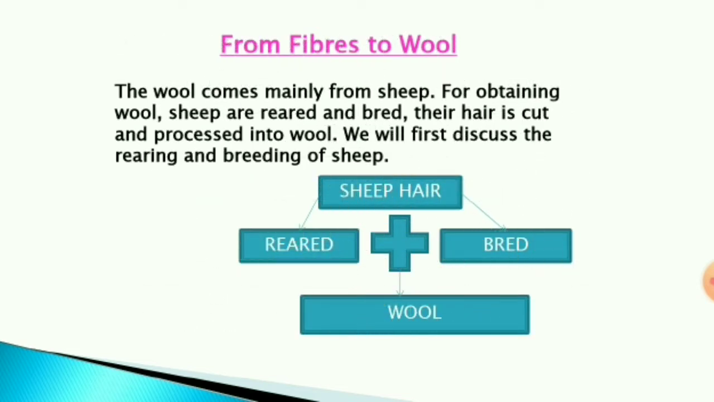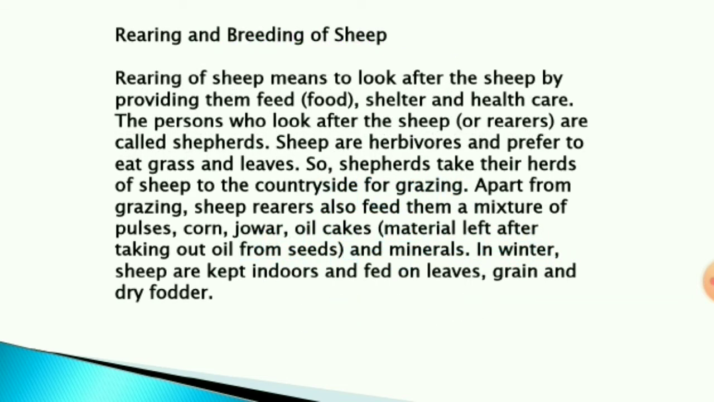From fibers to wool. The wool comes mainly from sheep. For obtaining wool, sheep are reared and bred. The hair is cut and processed into wool. We will first discuss the rearing and breeding of sheep.